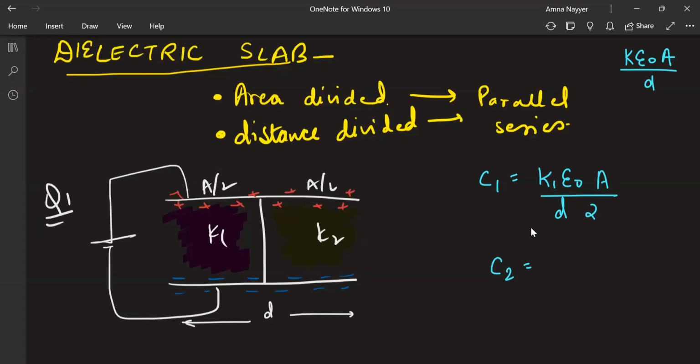K2 epsilon naught A by 2D. Yes, A by D. Now, these are individual capacitances. How to solve them further? Check through this. Okay, area is getting divided, so they are in parallel.